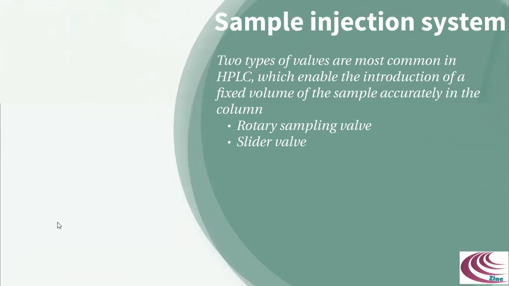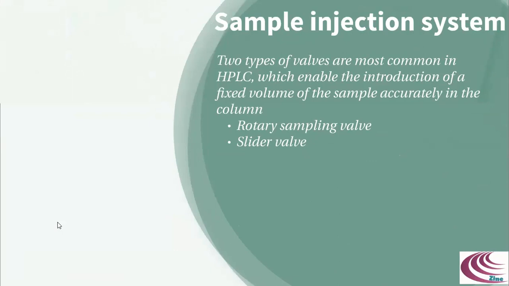Then we will move on to the next component, that is the sample injection system. Two types of valves are most common in HPLC, which enable the introduction of a fixed volume of the sample accurately in the column. And these are the rotary sampling valve and the slider valve.